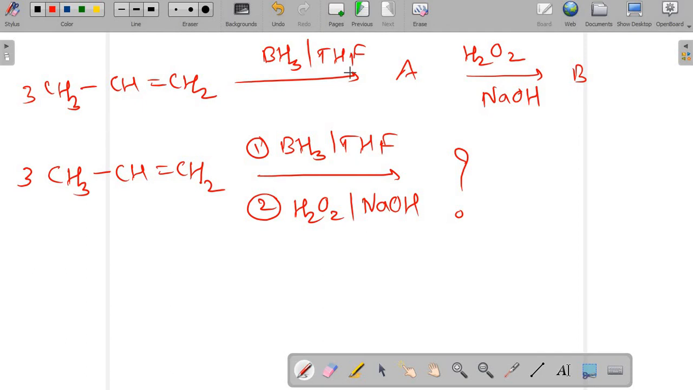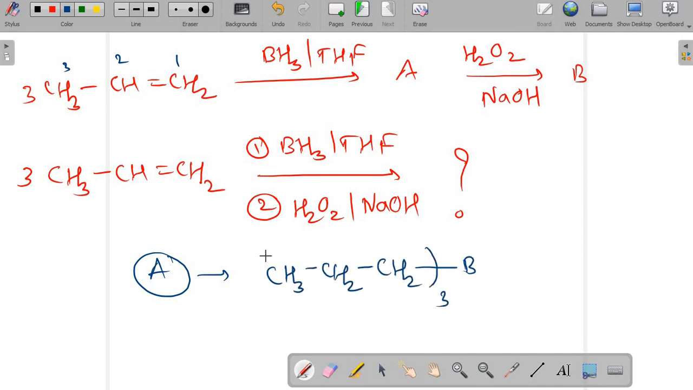So first we will try to write this in the form of A and B. So what is A? Suppose these 3 molecules of alkenes are there. So these are going to form trialkyl borane. So how is this boron attached? To the carbon number 1. So the product is CH3CH2CH2B, 3 times. This is tripropyl borane. So this is the first product.